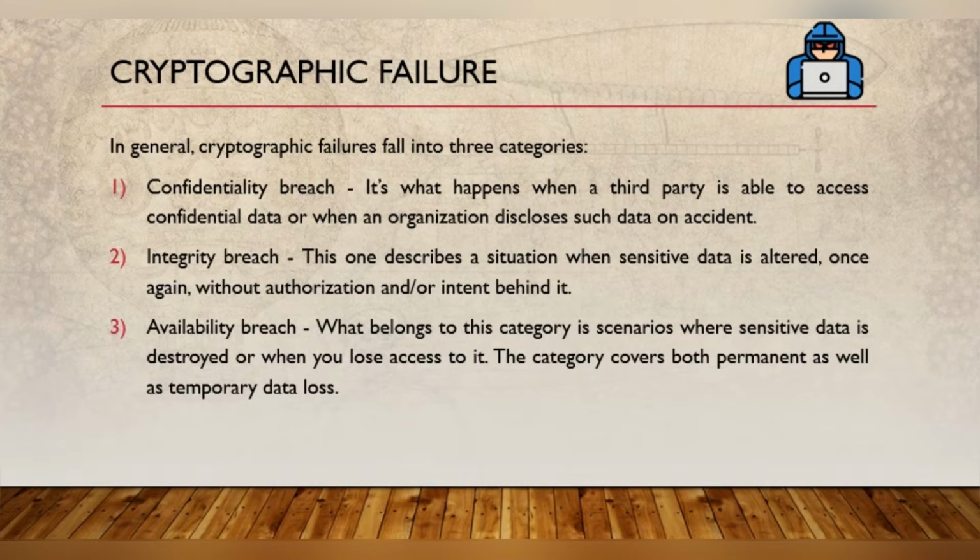Confidentiality breach happens when a third party is able to access confidential data or when an organization discloses data by accident. Integrity breach describes a situation when sensitive data is altered without authorization or intent behind it. Availability breach is a scenario where sensitive data is destroyed or when you lose access to it. The category covers both permanent as well as temporary data losses.